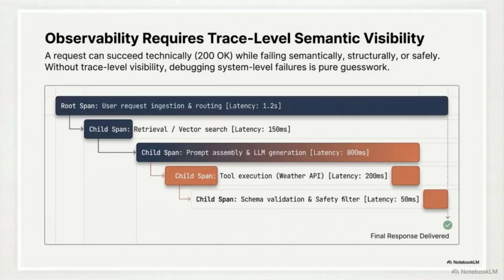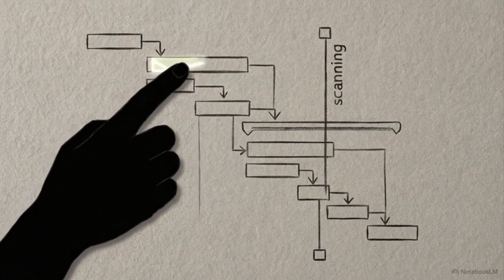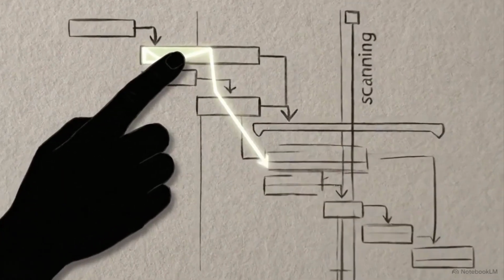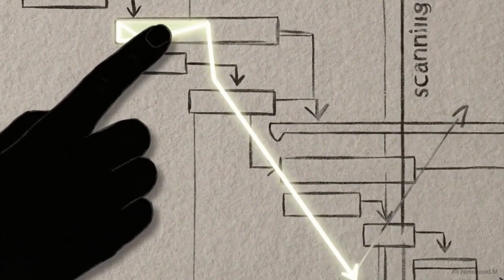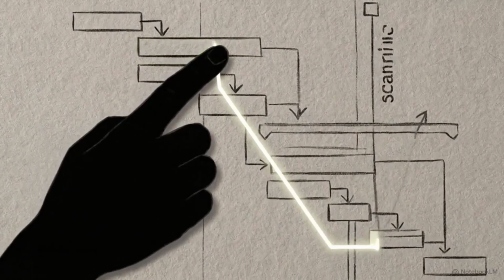This chart shows a common observability problem. A request can succeed technically while failing semantically by returning toxic or incorrect content. To solve this, we use OpenTelemetry span tracing. OpenTelemetry is an open-source standard that tracks the exact timing and path a request takes through an application, giving us granular visibility into every step.